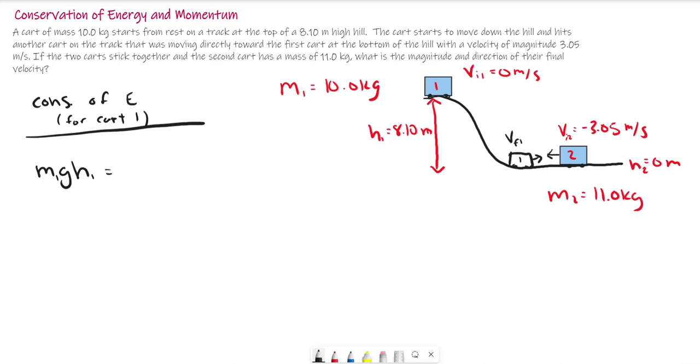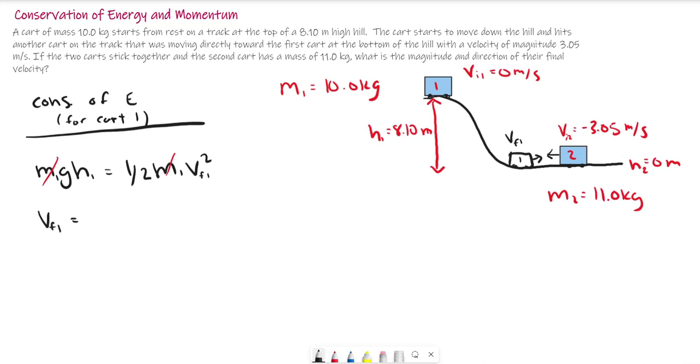And this has to equal its total energy at the bottom of the hill, where we now have a height of 0 and we have some velocity that we need to find. So our height is 0, so there's no gravitational potential energy when cart 1 is at the bottom of the hill. So we just have kinetic energy, 1/2 m1 v final 1 squared. Okay, so now we can just solve for the velocity here, right? So mass 1 is on both sides. We actually don't need to include this. It will cancel out. So we just need to solve for v final 1.